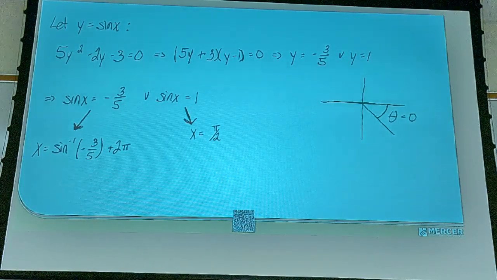There's our theta. That's the inverse sine. But remember, that's going to be less than 0. That's negative. Let's just call it theta prime. There's theta prime. That is the angle we're looking for.